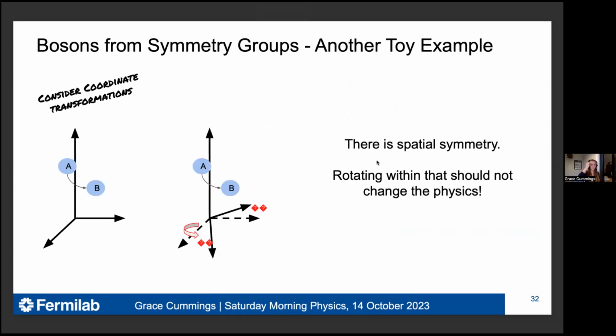So there's another way that symmetries interact. This is another kind of toy example. I said earlier that, of course, moving A to B in space is momentum conservation. But you also can have another type of coordinate transformation. Like here, say you wanted to rotate the coordinate plane. There's no reason to think that rotating these axes should change the physics at all. This is spatial symmetry. This is what would give you conservation of angular momentum in a normal system. But rotating it shouldn't change the physics.